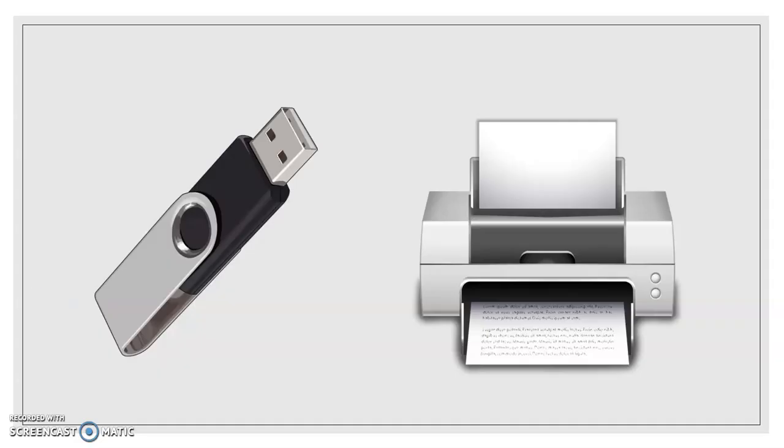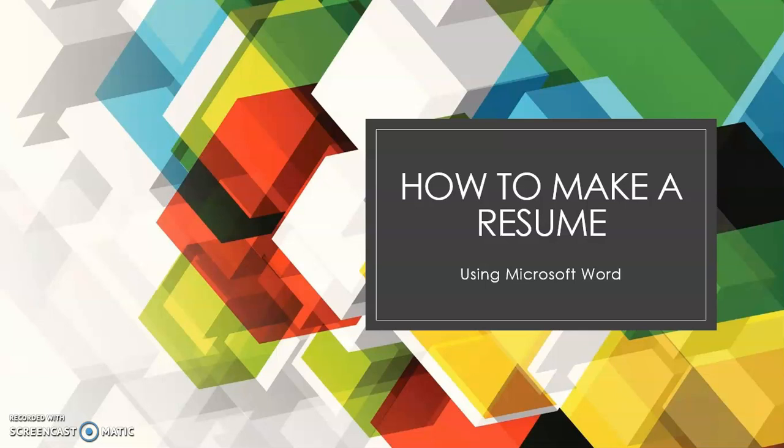That's not the only way to save your resume. You can also use a USB drive, also called a thumb drive or a flash drive. That's a device you put in your computer and you can store documents on it. You could also print out your resume and scan it or make copies later. That is how you make a resume using Microsoft Word.